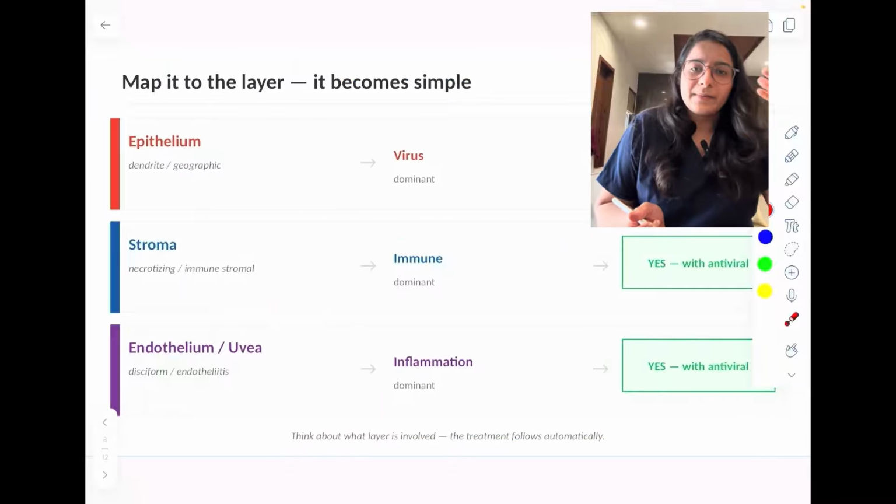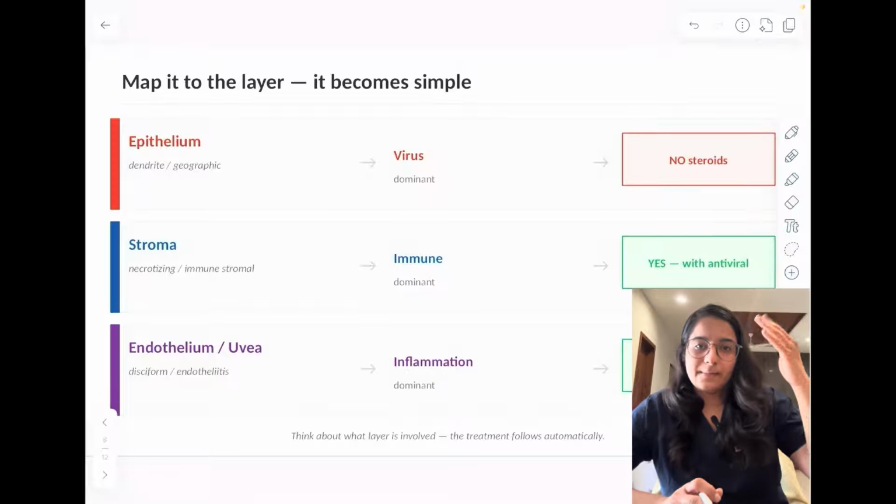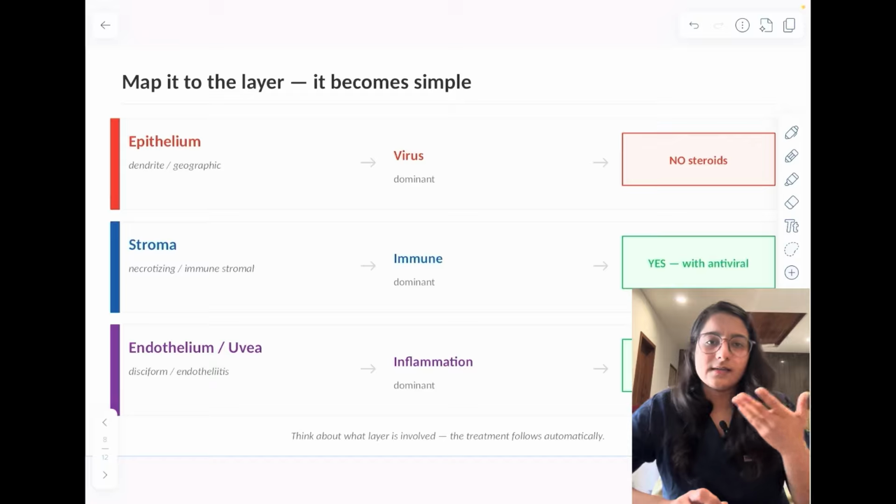So we'll map it by layer, so it becomes simpler. In case of epithelial herpes simplex keratitis, whether it's dendritic or geographic, virus is dominant, so we will not give any steroid. While in case of stromal keratitis, necrotizing or immune stromal keratitis, immune response is dominant, so we will give steroid under the cover of antiviral. And in endothelitis or disciform keratitis, inflammation is predominant, so we will give it under the cover of antiviral. So think by layer: is the epithelium, stromal or endothelial layer getting involved?